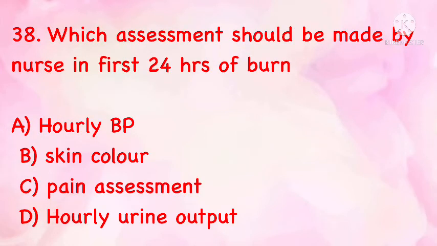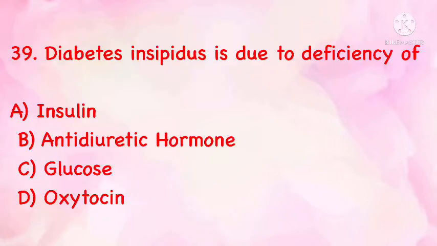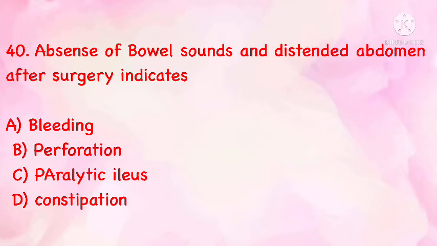Which assessment should be made by nurse in first 24 hours of burn? Hourly BP, skin color, pain assessment, hourly urine output. The correct answer is D, hourly urine output. Diabetes insipidus is due to deficiency of insulin, antidiuretic hormone, glucose, oxytocin. The correct answer is B, antidiuretic hormone.